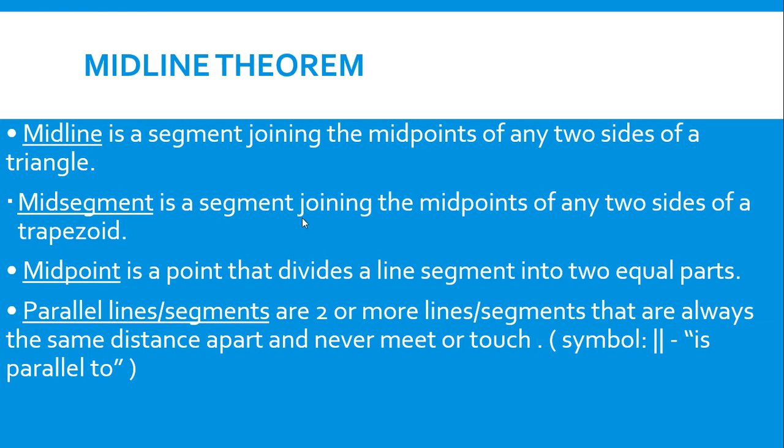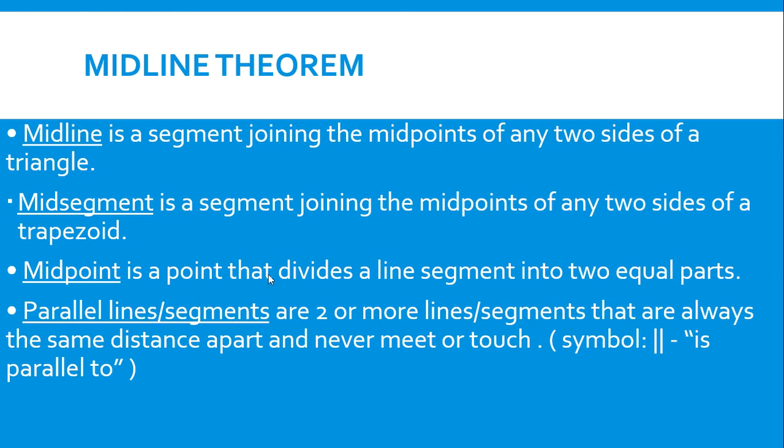Mid-segment is a segment joining the midpoints of any two sides of a trapezoid. Actually, mid-segment and midline are the same, but there is only a slight difference. The midline is particular to the triangle. So it is a segment that is in the middle of the triangle. The mid-segment is the segment in the middle of the trapezoid. Okay? So later on, we will discuss more about the mid-segment. First, let's discuss the midline theorem.